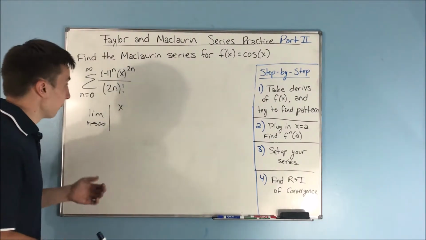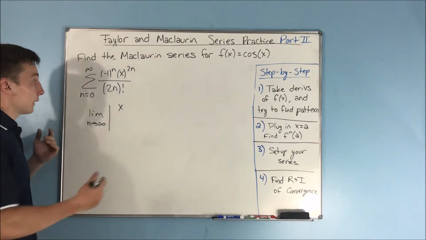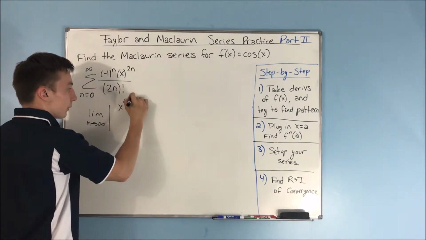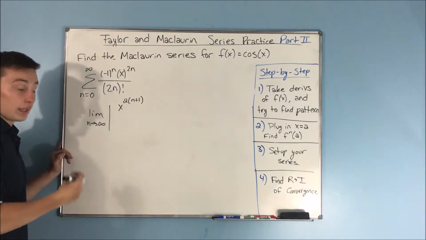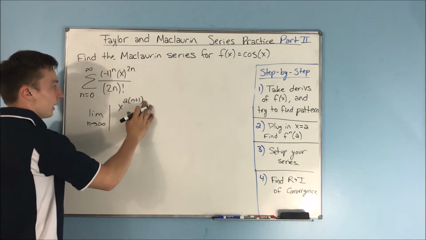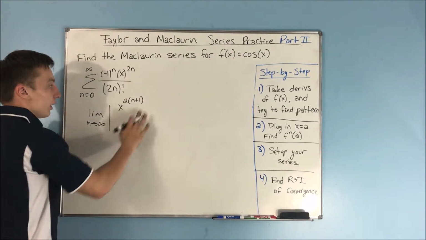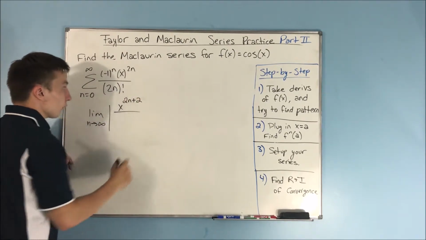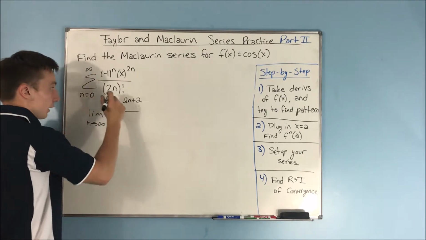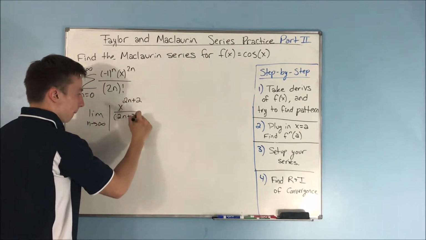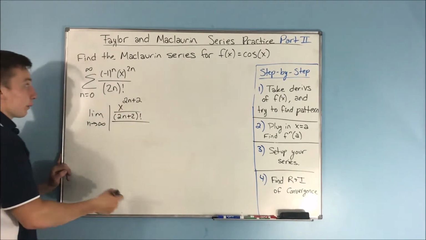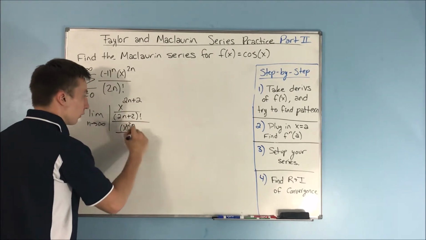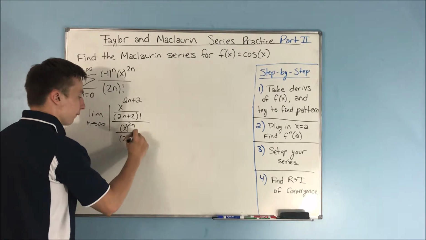by the absolute value. So we have an x to the, well, it's going to be 2 times n plus 1, okay, a sub n plus 1. So we're going to have to put in n plus 1 everywhere we see an n. This ends up giving us 2n plus 2, and that will be over 2n plus 2 factorial. This will be over a sub n, which will just be x to the 2n over 2n factorial.